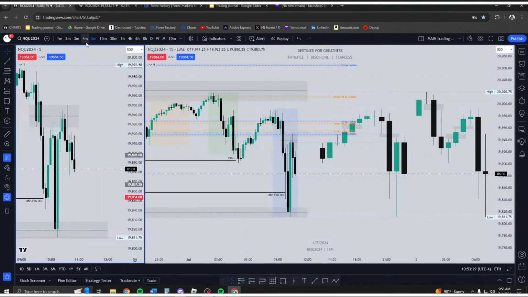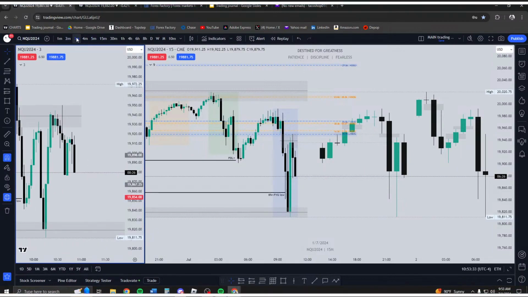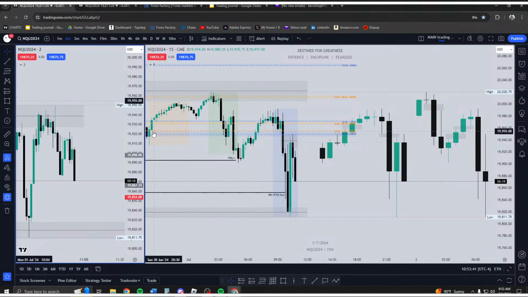All right. We have about 6 or 7 minutes left on this 15-minute candle. Dixie is continuing to go higher, which is good.